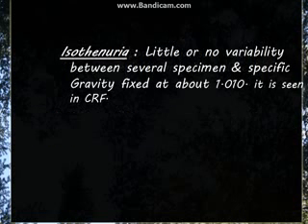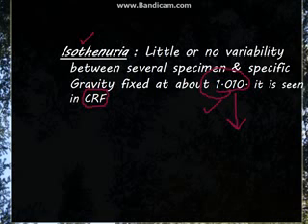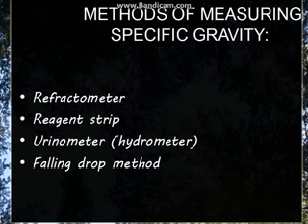Now, going to a term known as fixed specific gravity, which is known as isothenuria, in which the specific gravity doesn't vary between different specimens. It is almost fixed. This is a value 1.010. It is fixed at this value, and it is seen in chronic renal failure cases, because the kidneys don't have the capacity to concentrate or dilute the urine, so the urine is always passed at a specific gravity of 1.010.